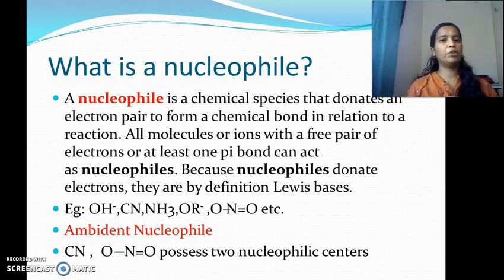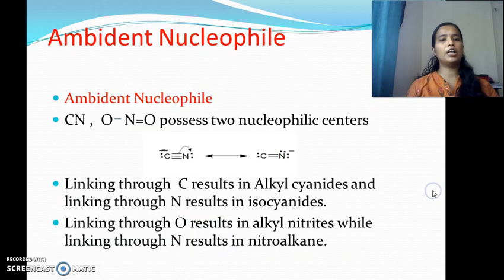What do we mean by two nucleophilic centers? It can be linked through two different centers. If you consider cyanide, it can be linked either through carbon or through nitrogen. If it is linked through carbon, that is the alkyl group and the carbon form a bond, then it is called alkyl cyanide. And if it forms a bond with nitrogen, then it is known as isocyanide. So these are the two nucleophilic centers, carbon and nitrogen, in cyanide, so it is an ambident nucleophile.